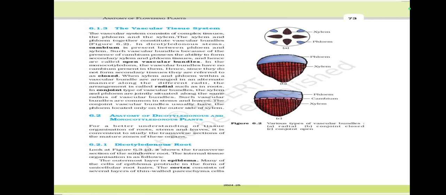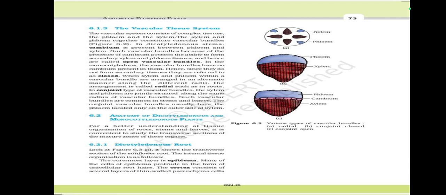Anatomy of dicotyledonous and monocotyledonous plants. For a better understanding of tissues, organization of roots, stems, and leaves, it is convenient to study the transverse sections of the major zones of these organs. Dicotyledonous root. Look at figure 6.3a. It shows the transverse section of the sunflower root. The internal tissue organization is as follows.